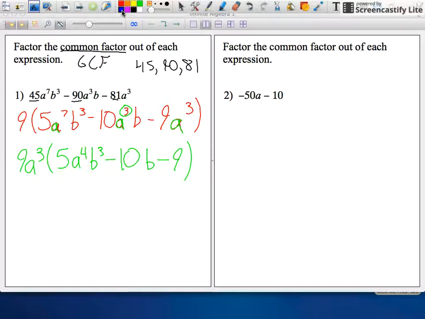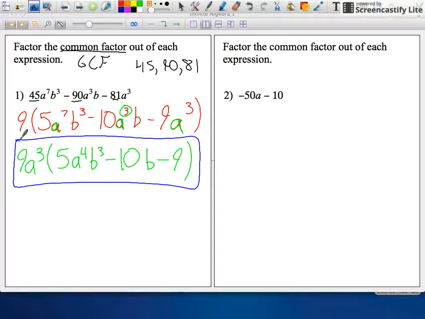And those b's are what our last step is. I look at my first term, I see that it's got a b. My middle term has a b, but my third term doesn't have a b. Therefore, we cannot take any of the b's out. So our final answer is right there. Greatest common factor.